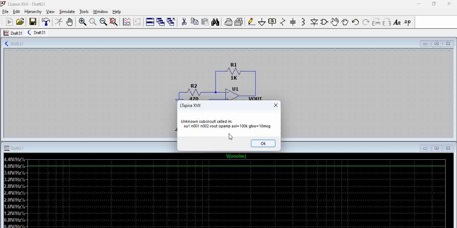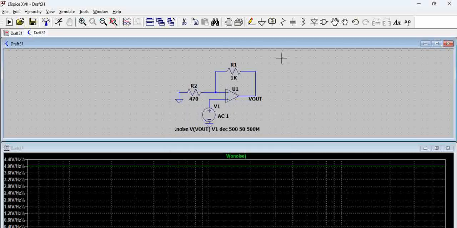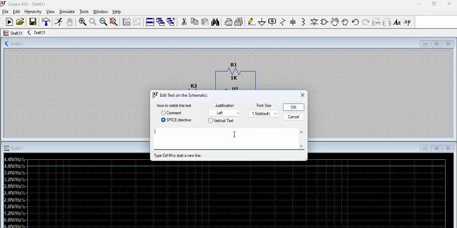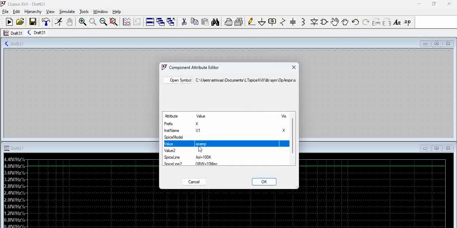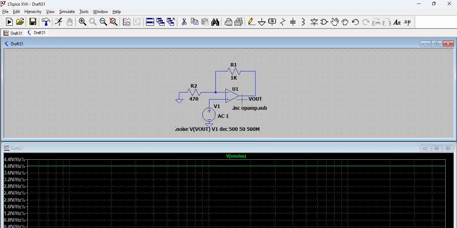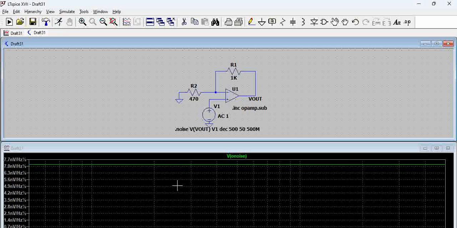Now, when we try to simulate, you see an unknown subcircuit. So what we have to do is include the op-amp based subcircuit here. We have a video on why to include this. So this is the op-amp, and the same thing has been included. Now, when we simulate this, you can see the noise on the output node voltage Vout is directly given here as 7 nanovolts per square root of hertz.